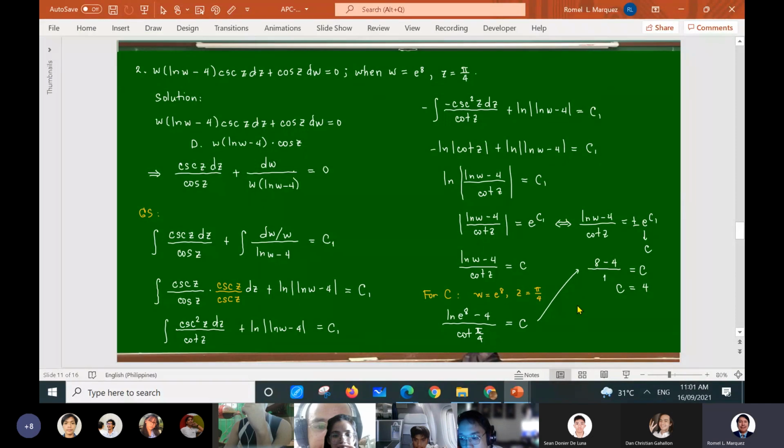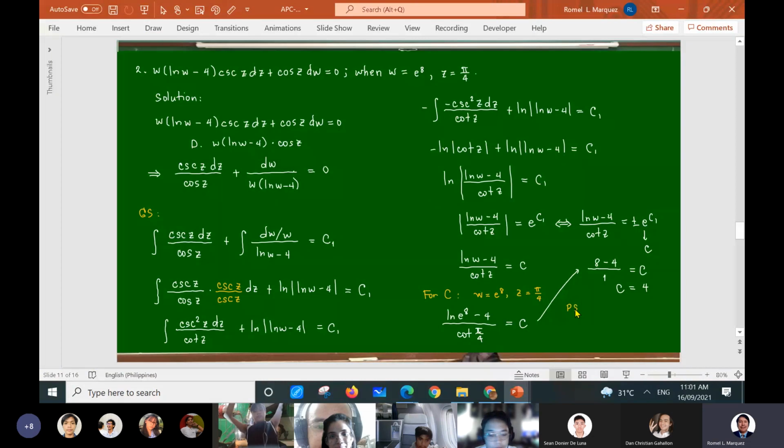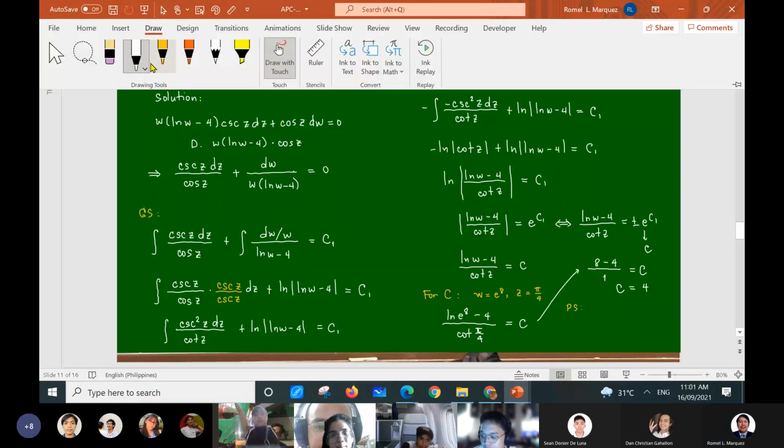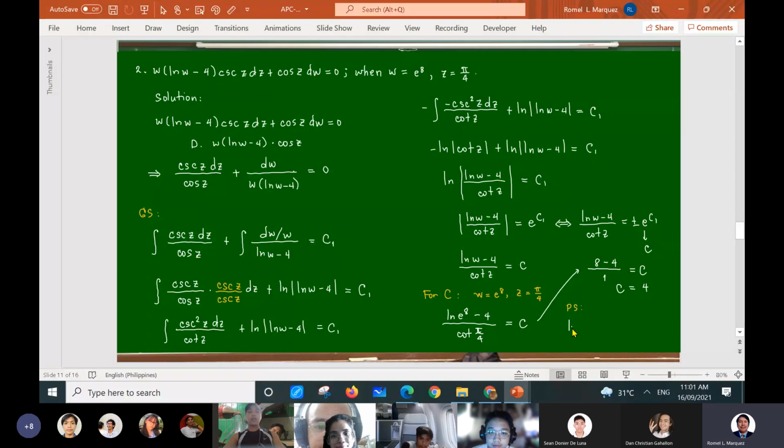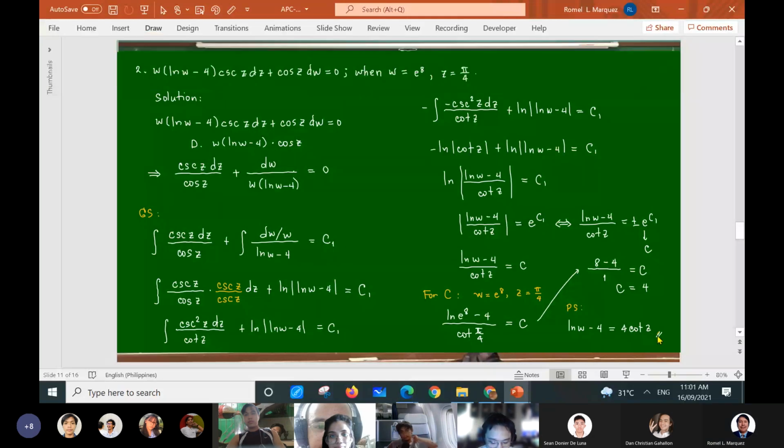This is the next. So the particular solution is given by, so this is the final answer: ln W minus 4 cotangent C times C. So that is 4 cotangent Z, because our C is 4 times cotangent z. Okay, guys? That's it. Any questions, children? Guys? Wala po, sir.